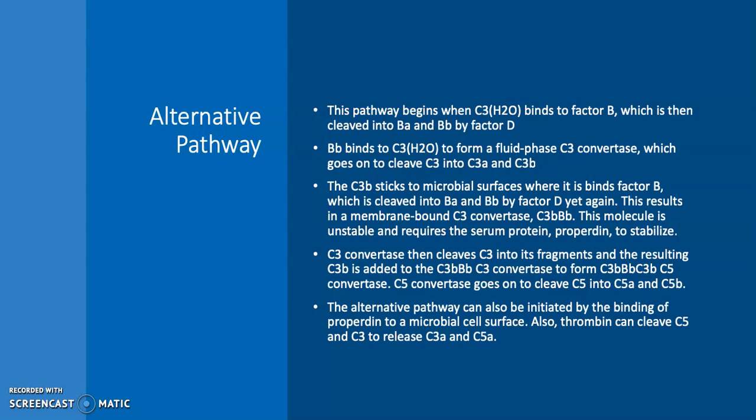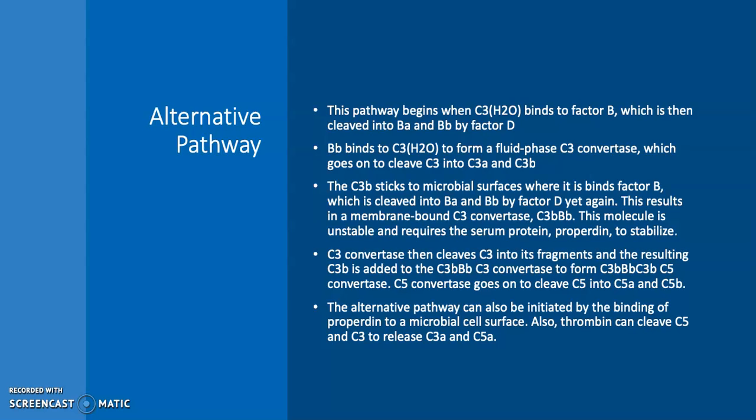This fluid phase C3b fragment sticks to a microbial surface, and it binds factor B, which is then cleaved into its Ba and Bb fragments by factor D. This results in a membrane-bound C3 convertase, C3b,Bb. This molecule is unstable though. It requires a serum protein, properdin, to stabilize it.